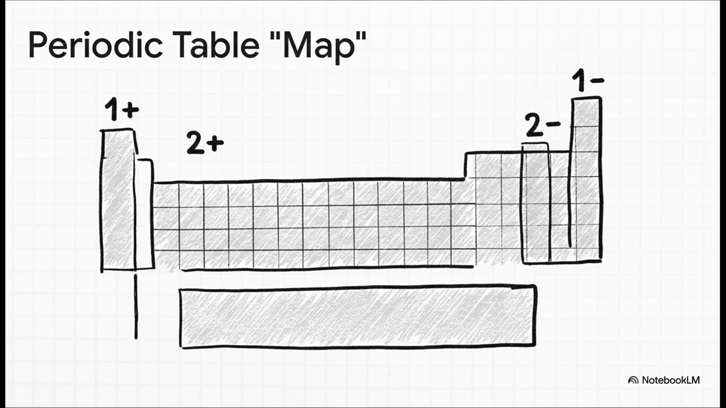And get this, there's an awesome shortcut you can use. The periodic table is basically a cheat sheet for these charges. Metals in group 1 always lose 1 electron, so they form a 1+ charge. Group 2 metals lose 2, so they form a 2+ charge. And on the flip side, the nonmetals in group 17 just need 1 electron, so they form a 1- charge, and group 16 needs 2, so they form a 2- charge. It's a super reliable pattern, and knowing it will save you so much time.